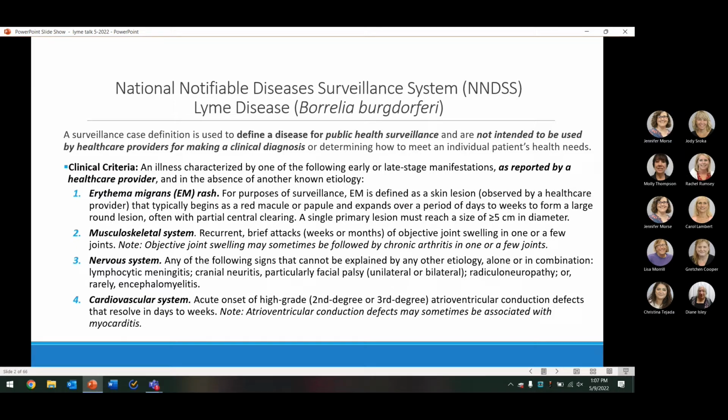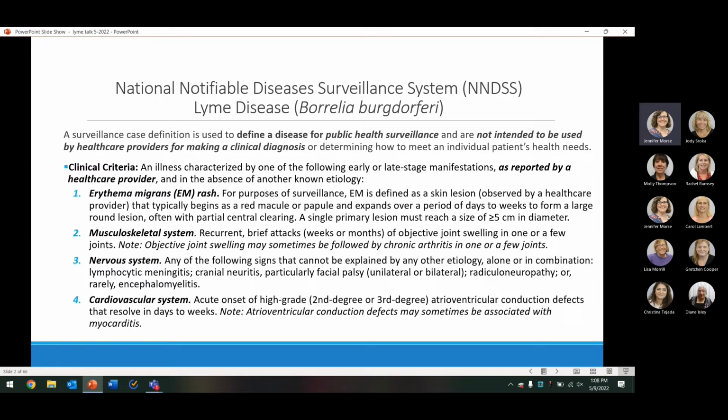It does pretty roughly follow how a clinician should diagnose Lyme, but again, it's not to change how they are diagnosing it. It's only for us for how to count it. So the first thing is the clinical criteria. An illness is characterized by symptoms as reported by a healthcare provider to us. So whether we're talking to the healthcare provider or we're reading it in their records, it's not based on patient reports. We need to get reports from the healthcare provider.